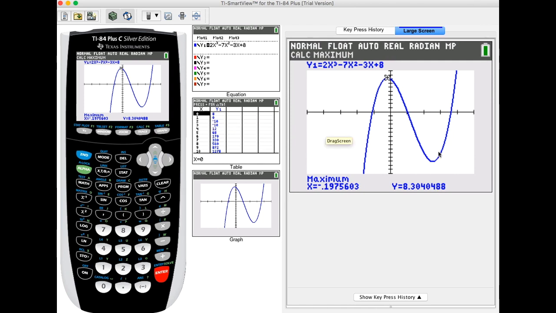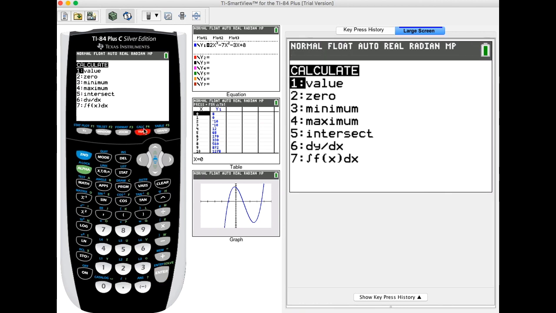All right, now let's do the same thing to find this minimum down here. So I'm going to go second calc, right? See where it says calc right above trace. Before I used the arrows down, you can do that, or I'll just show you, you can also hit, for minimum, it's number 3. So I'm just going to hit 3.